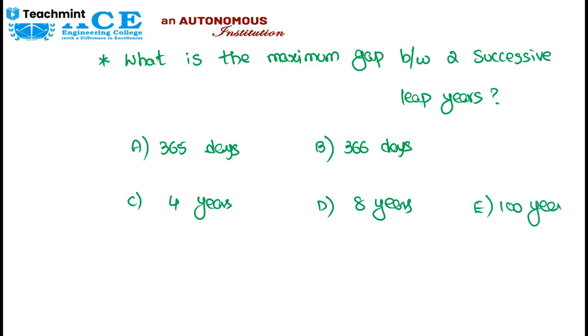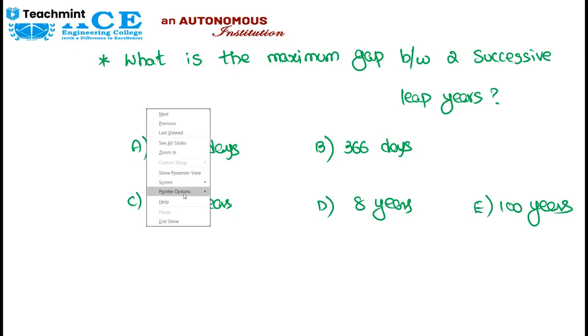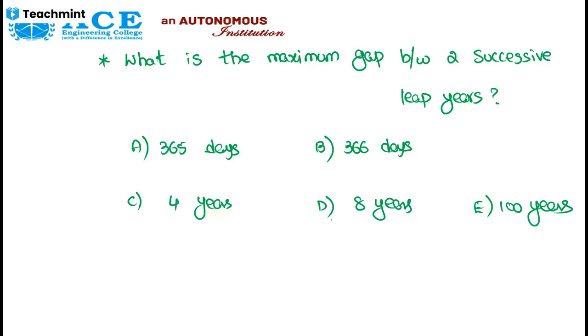Sir, you said maximum. Among the options, 100 is the maximum. We'll go with that. Okay, it's your wish, but understand the concept. Try to see what is the maximum gap between two successive leap years. Is it 365 days, 366 days, 4 years, 8 years, or 100 years?